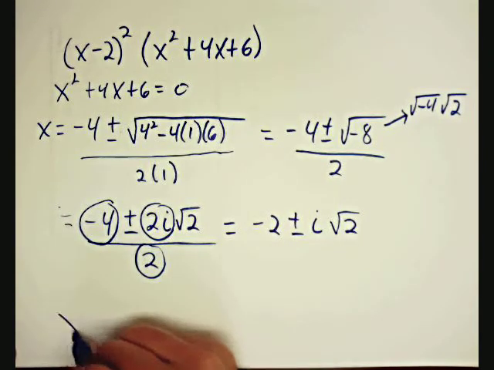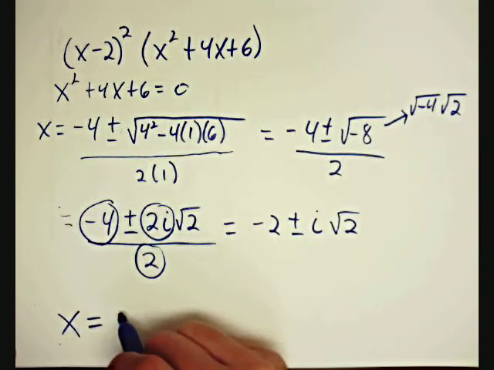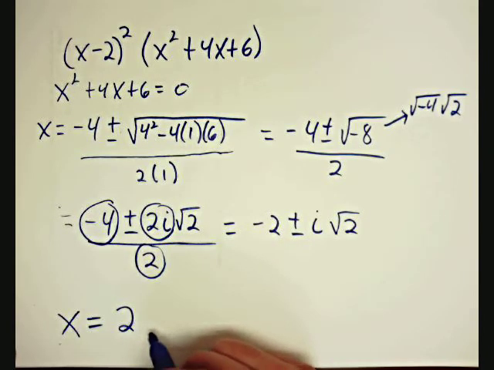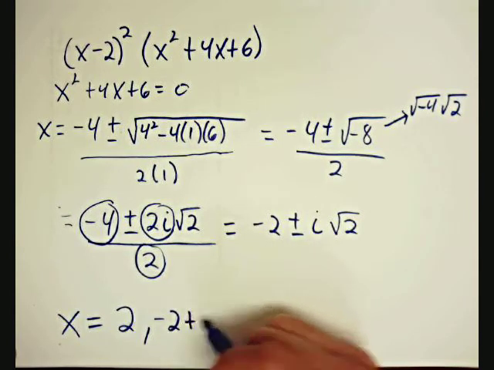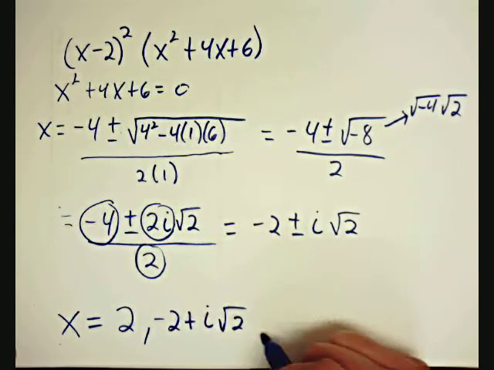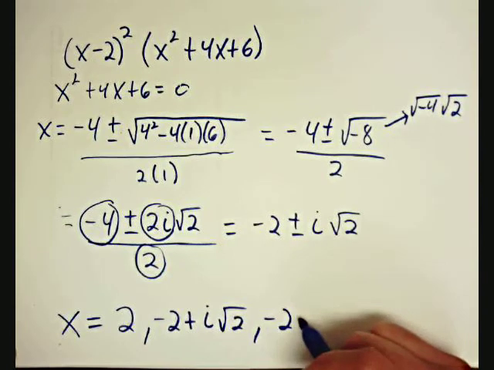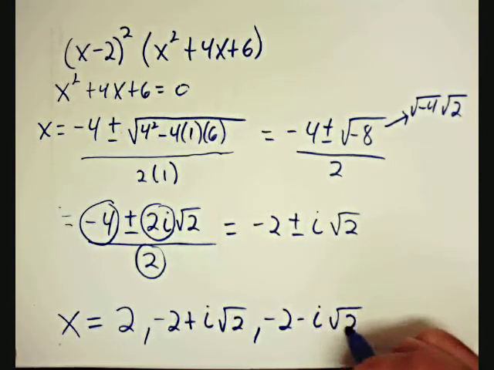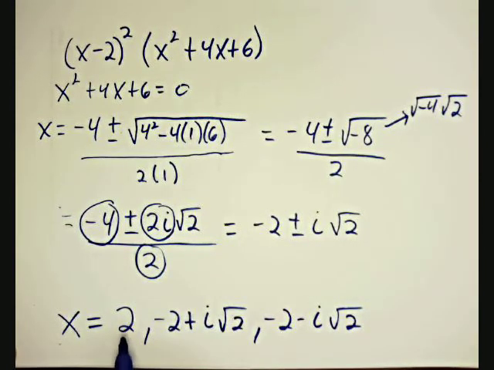So our solutions are x equals 2 twice. You don't need to write it twice, just once. Negative 2 plus i square root 2, and negative 2 minus i square root 2. So counting 2 twice, there's our 4 solutions to this polynomial equation.